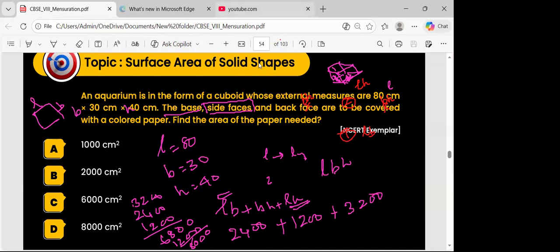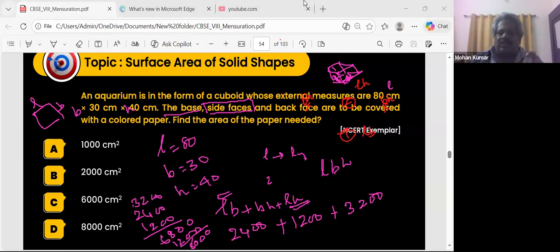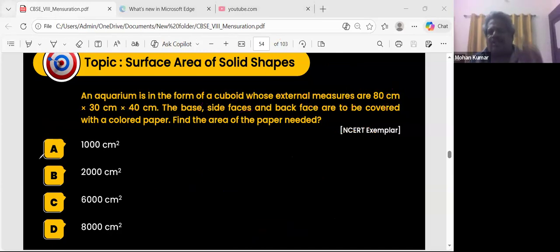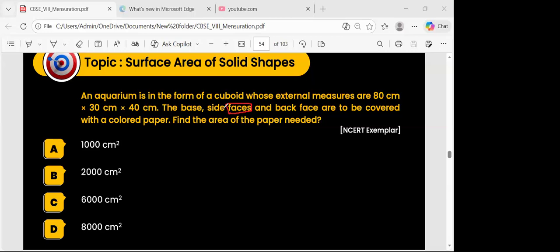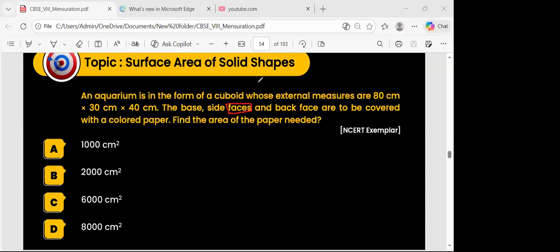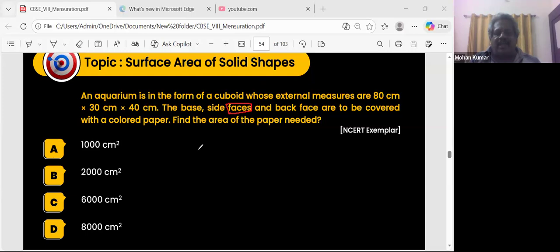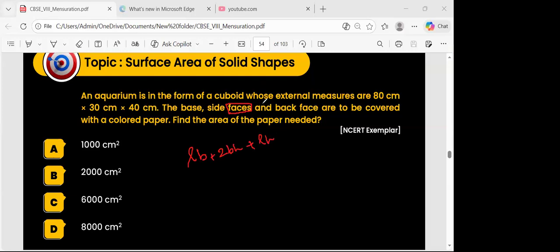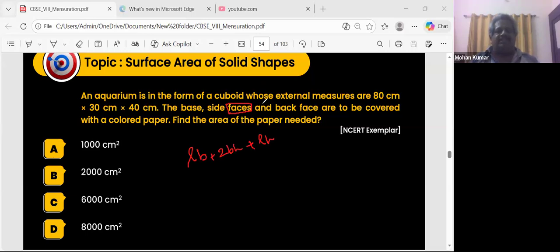Because mostly this is the first time I'm doing AMC, or else I used to do SOF. You have to just look carefully where there is a yes or no. Now see, when we read, we'll only see face. But what is the word there? It's side faces. That's why we added the other one. That is the reason why we took LB plus 2BH plus LH. Will you accept it now? You are very happy now. I could guess from your sound.